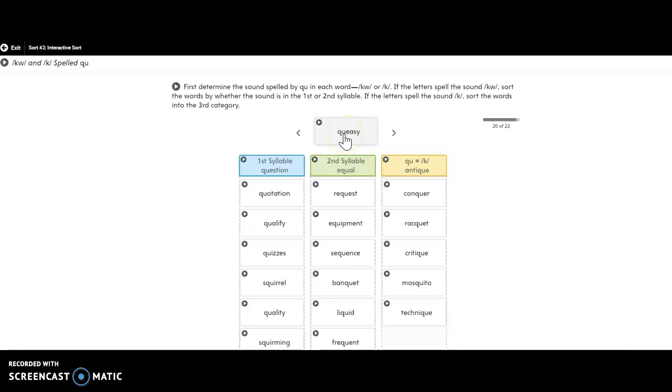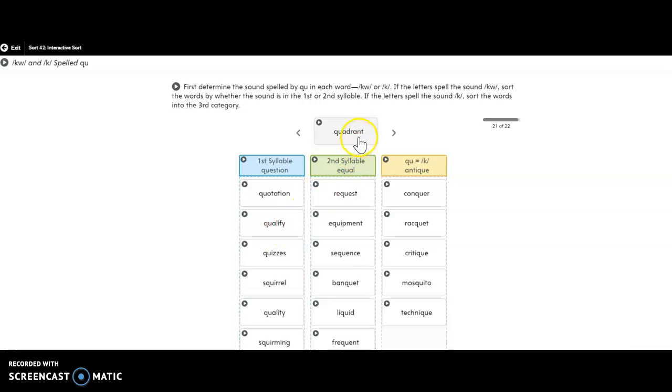Queasy. Queasy kind of means that if you're feeling ill, usually like you have a little bit of a stomach ache, maybe you're a little dizzy, you're feeling queasy. The QU starts out this word, so it's in the first syllable, and I do hear kwa. So I'll put that in this category.